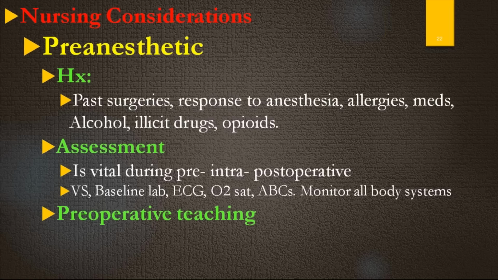All right, so nursing considerations, we have the pre-anesthetic. You need to check all the history of what happened in previous surgeries, if they have previous surgeries, allergies, alcohol, if they're using opioids or some other drugs. The assessment is going to be during the pre-, intra-, and post-operatory. So you need to check all the vital signs as a baseline, with the EKG, with any labs of the liver, etc.